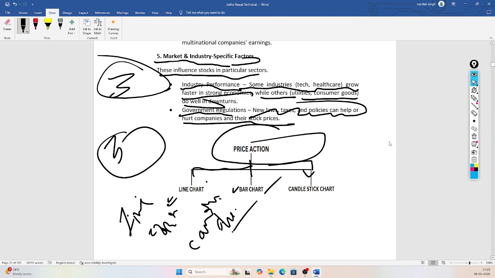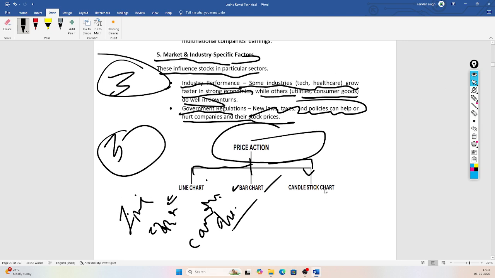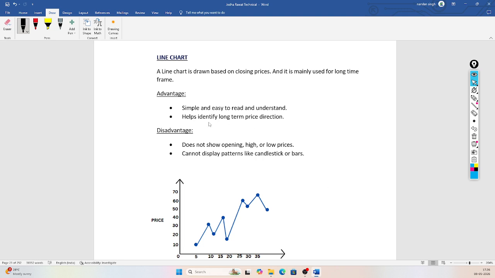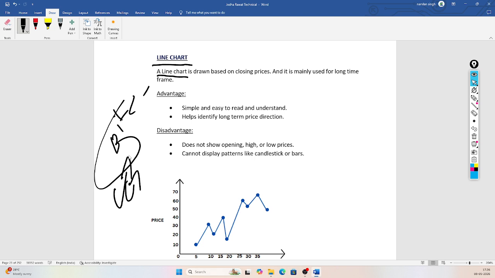Now let's move ahead. Now we have the line chart. Today we will only learn the line chart, and from tomorrow we'll learn the bar chart and candlestick chart. Right now we are only learning a little bit of it, and tomorrow we will learn the line chart in depth. In brief, today I am telling you a summary.